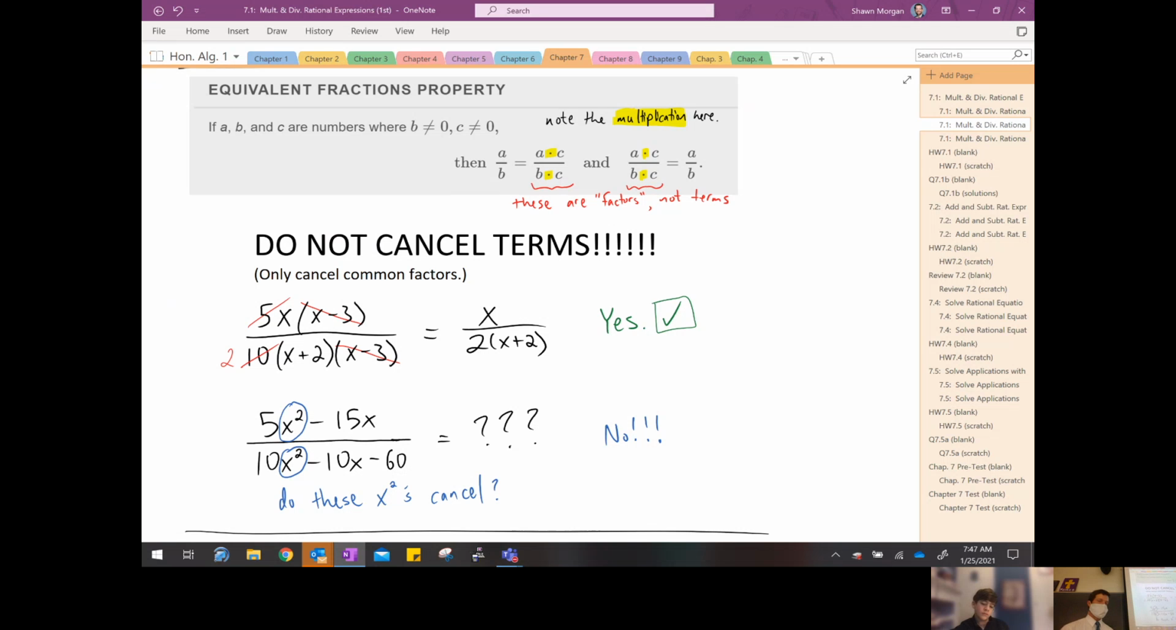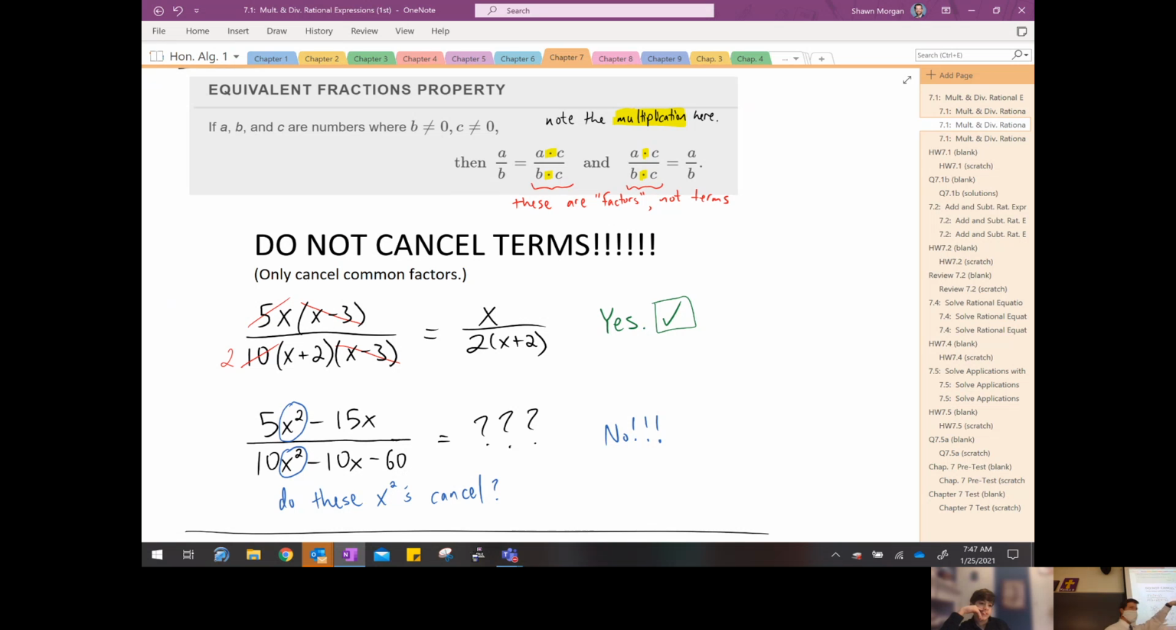Wrong. Don't do it. I used to fall into that temptation all the daggum time when I was a student. I see an x squared on the top, x squared on the bottom, I would just get all happy and start canceling, and I would get it wrong. It would be really frustrating because I didn't realize you can't cancel terms. And if you don't know the difference between a term and a factor, you better daggum learn it. A term is something that's added or subtracted. A factor is something that's multiplied.